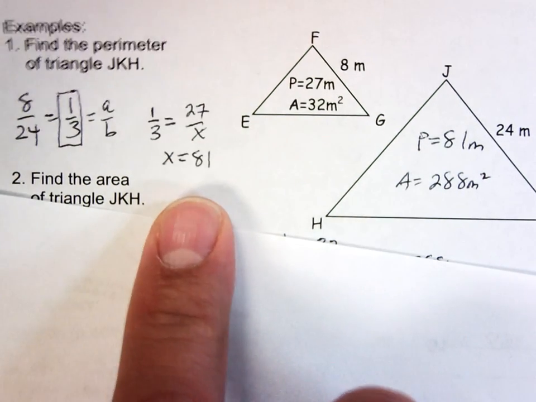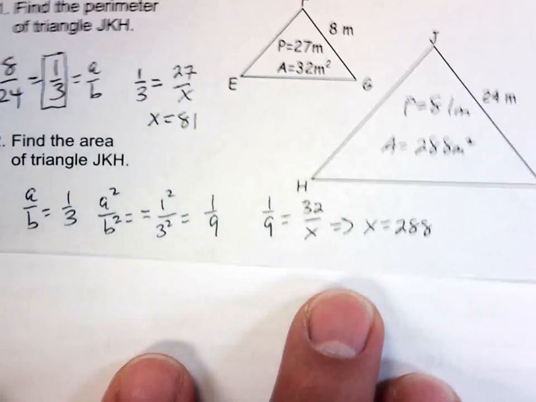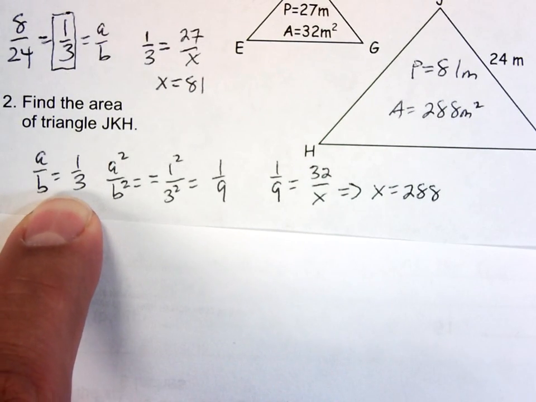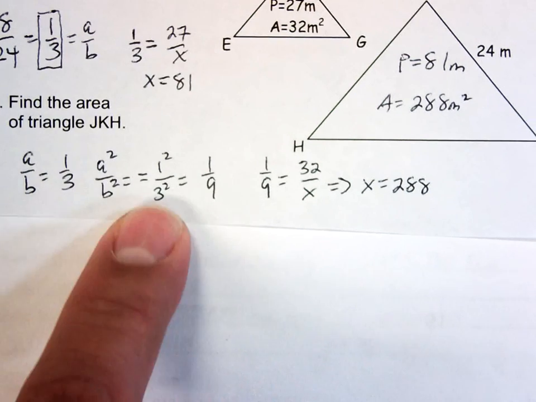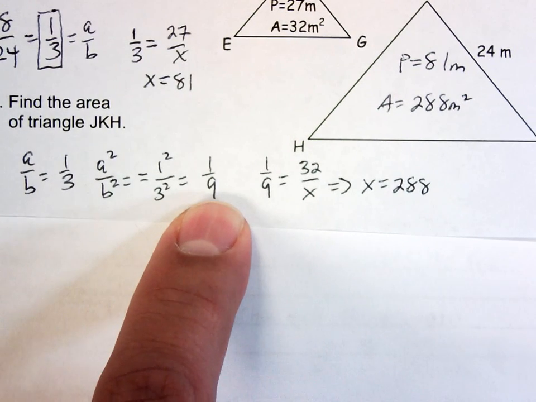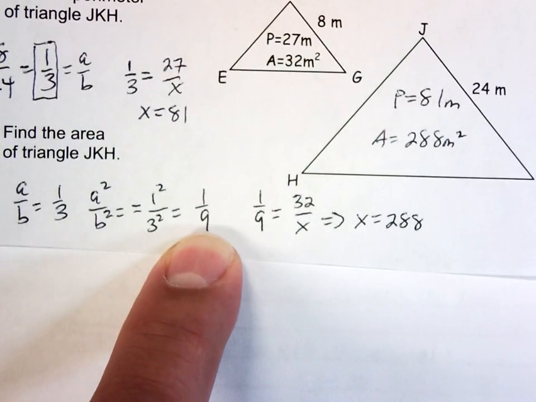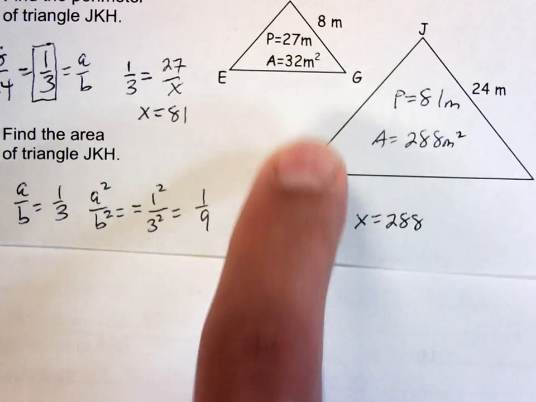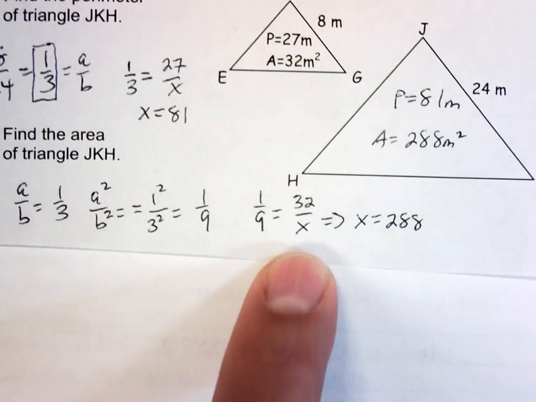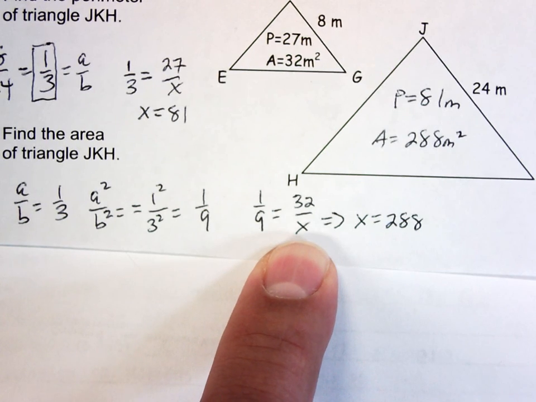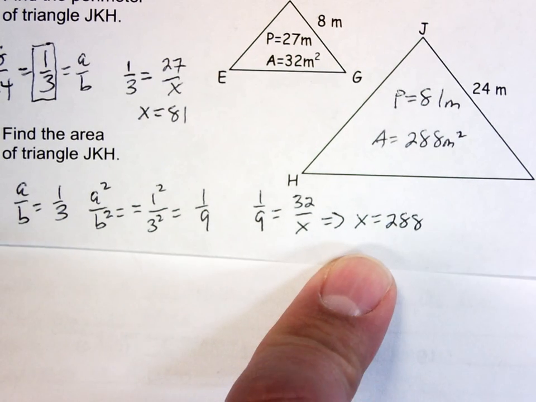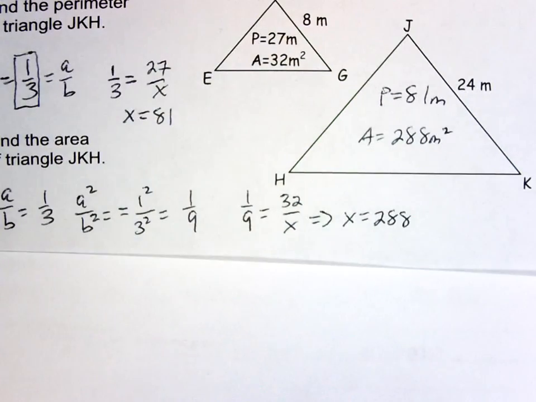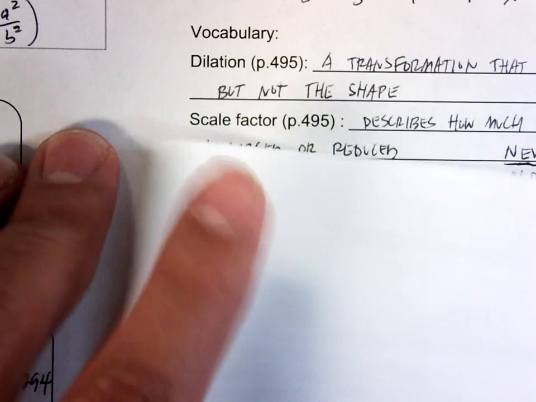Do that same thing we just did to get the area. I already figured out my similarity ratio was 1 over 3. Square that. 1 over 3 times 1 over 3 is 1 over 9. So this is my area ratio. Area ratio 1 over 9. So I have 1 over 9 equals the area of the smaller triangle over the area of the bigger triangle, which is x. Cross multiply and you'll get 288 for the area of the bigger triangle. We'll do more of these in class. Just be familiar with this stuff.